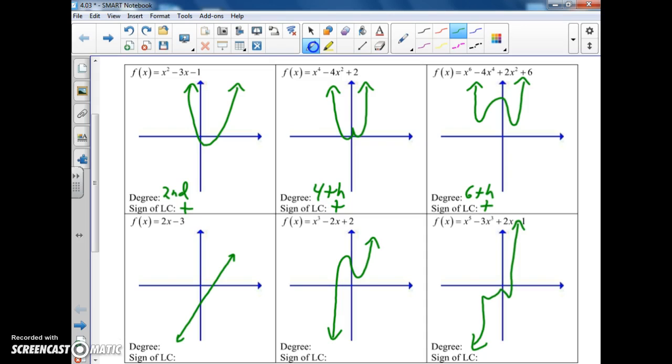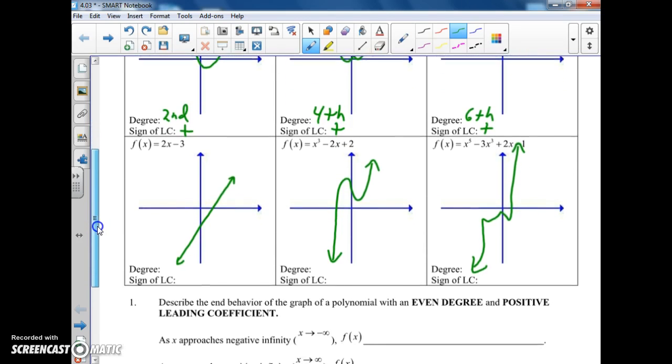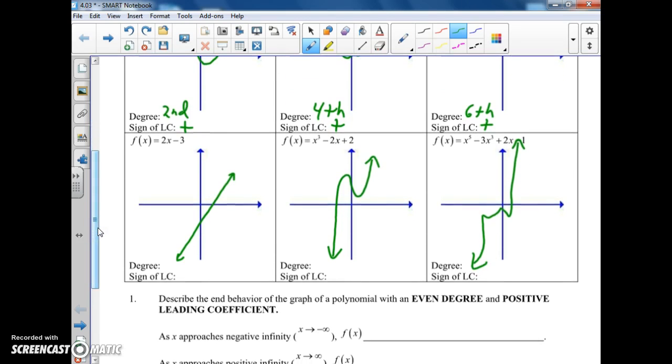So it wasn't real simple stuff. It just continues from yesterday. Let's look at the bottom ones now. What's the degree? No, it's not 0. It's 1. Our first one. What's the sign of the lead coefficient? Positive again. What's the degree on this? Third. This is third. And what's the sign?